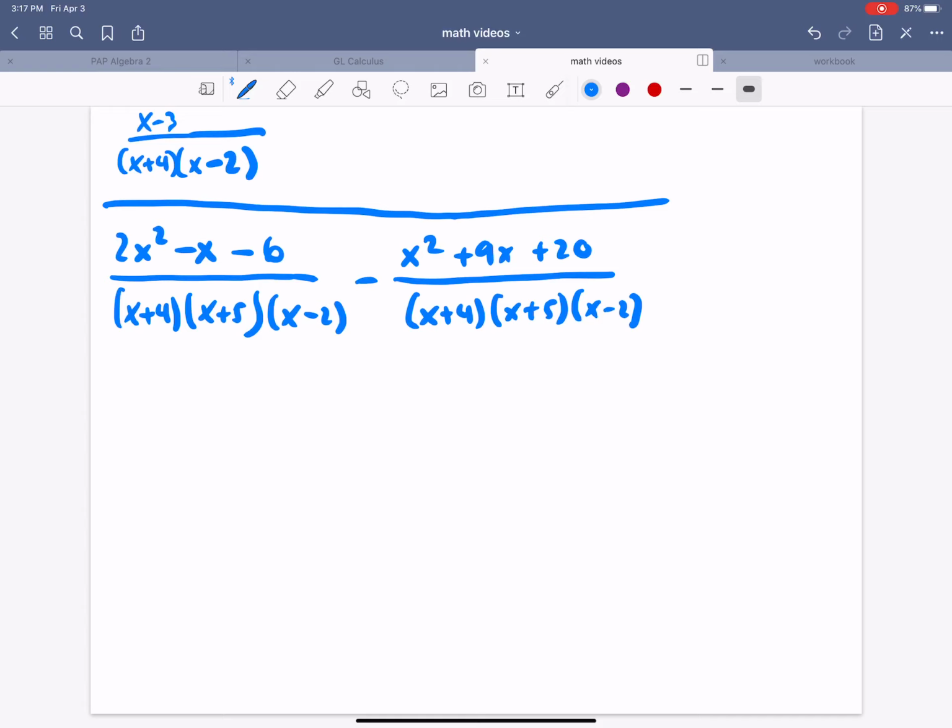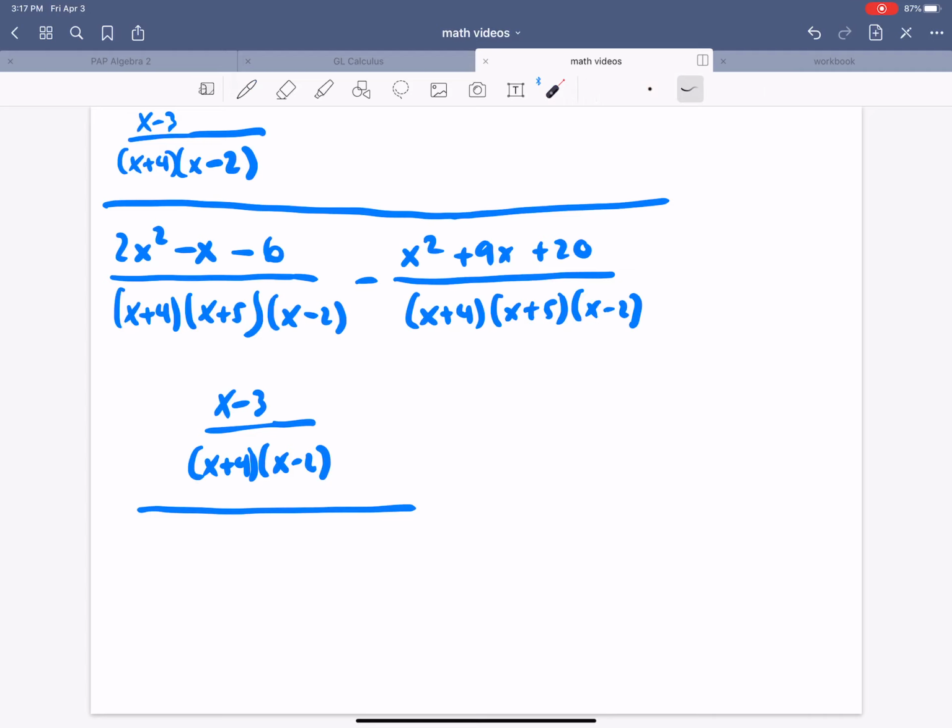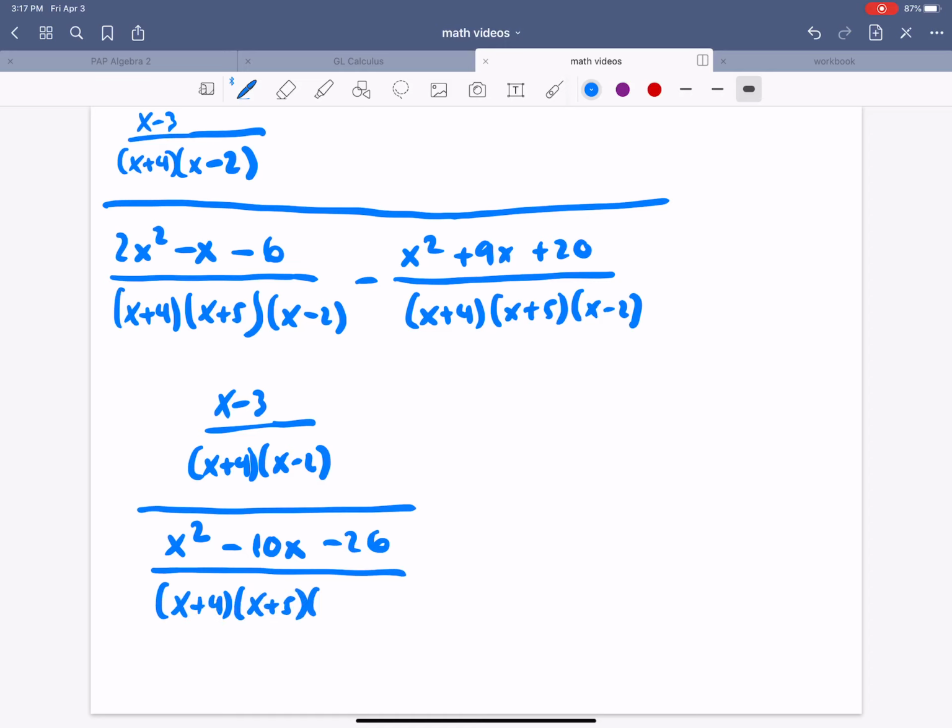Okay. So we're cleaning. Top is still x minus 3 over x plus 4 times x minus 2. Bottom, combine your like terms and remember to distribute the subtraction sign. Okay. So 2x squared minus x squared is x squared. Then we have minus x minus 9 more is minus 10x. Minus 6 minus 20 gives us minus 26, all over x plus 4 times x plus 5 times x minus 2. I promise you we're almost there.